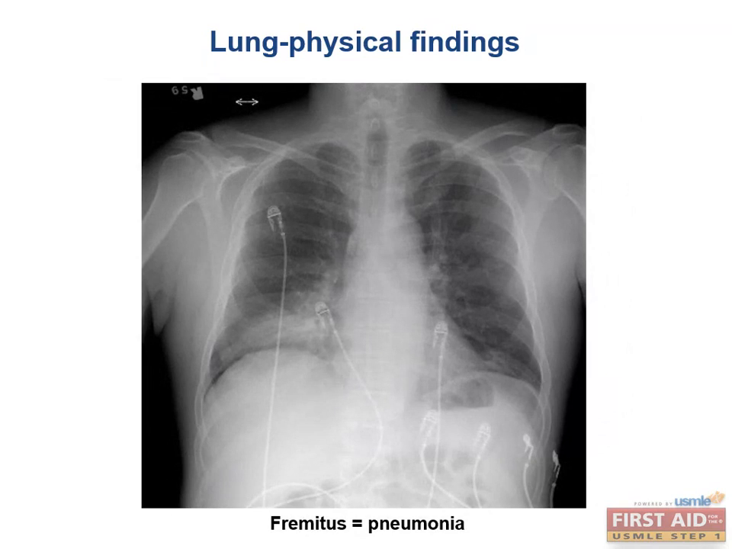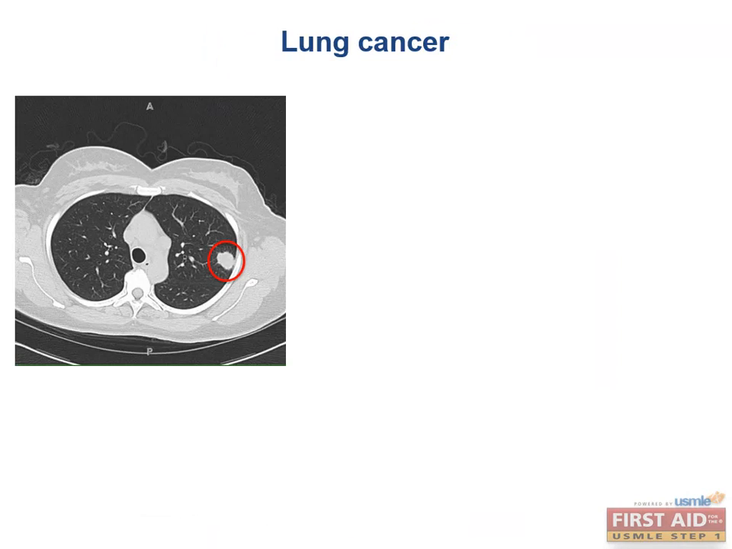Finally, if you have increased tactile fremitus, you should be suspicious of pneumonia, or another consolidating process. Do you see the right middle lobe pneumonia in this x-ray? What would you expect to hear when you listen to the lungs? Late inspiratory crackles or bronchial breath sounds.